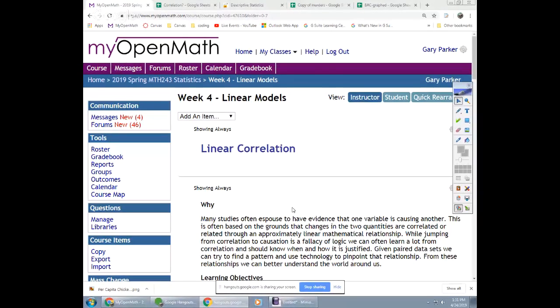So linear correlation, least squares regression line, line of best fit, trend line. Those are the things we're playing with. They're synonymous in this context.